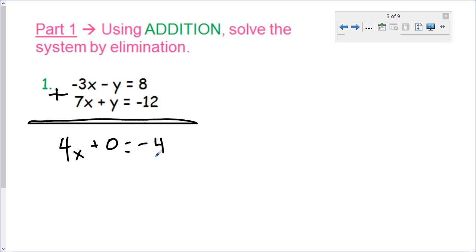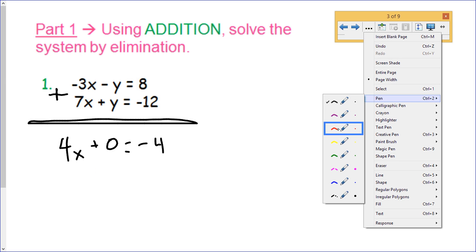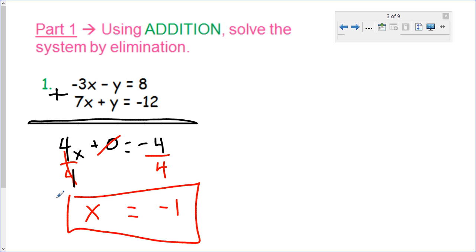From this point, I should be able to tell: 4x plus 0, let me get rid of that. Let me divide by 4 on both sides. Once this cancels out, I realize x equals a negative 1. There's my solution to one of my variables. If I'm finding my solution, it should look like an ordered pair. My x value should be negative 1.